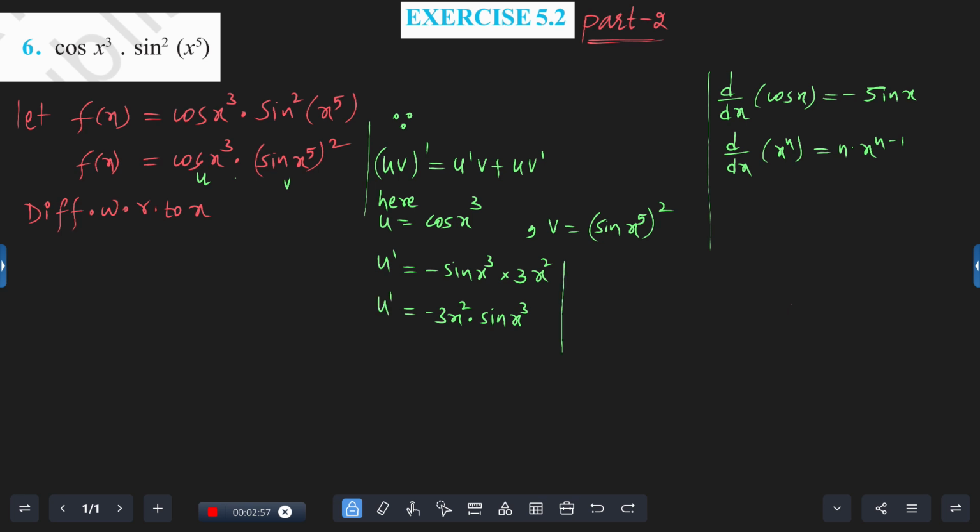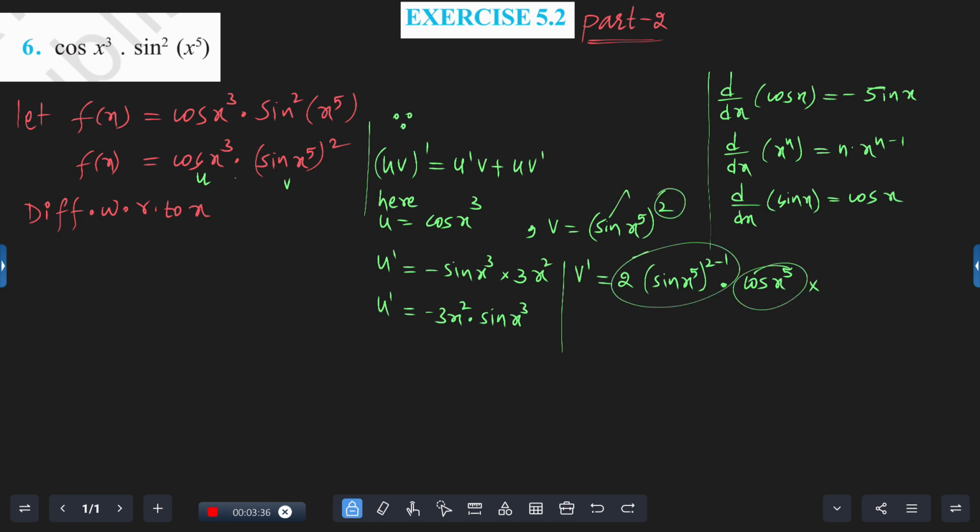This is u dash. And what about v dash? In v dash, the power 2 will come down, so 2 into sin x power 5 whole power 2 minus 1. Normal x power n formula only, into the derivative of what is inside. After the power, what do I want the derivative of? Sin. What is the sin derivative? Derivative of sin x is equal to cos x. So sin derivative gives cos x power 5. Children, listen: this is the power derivative, this is the sin derivative, and what about the derivative of x power 5? Yes, very good: 5x power 5 minus 1, that is 4. 1 we have to reduce.